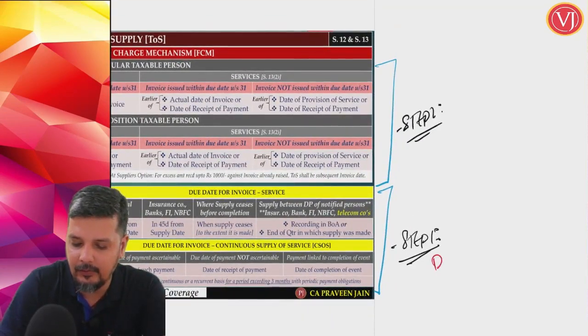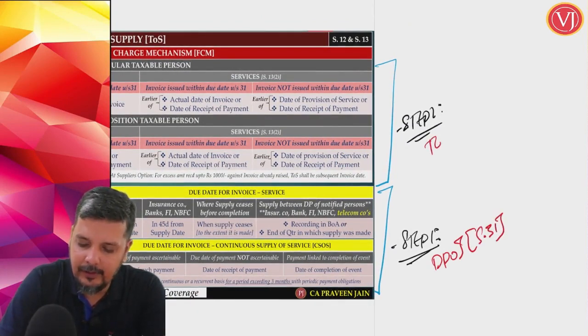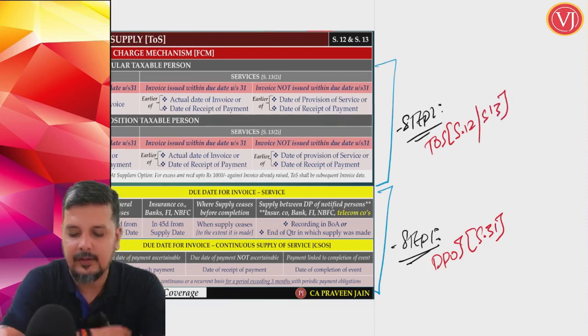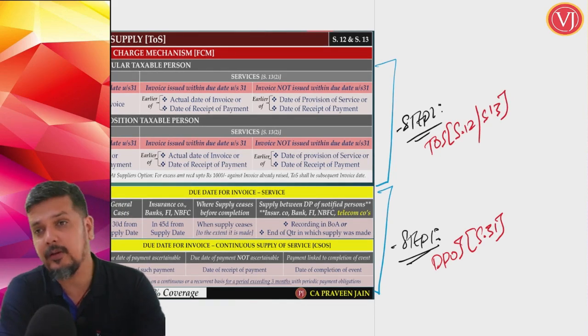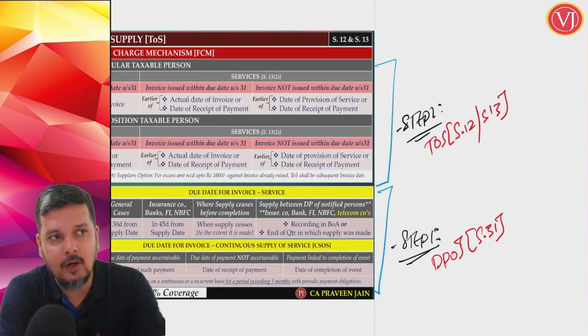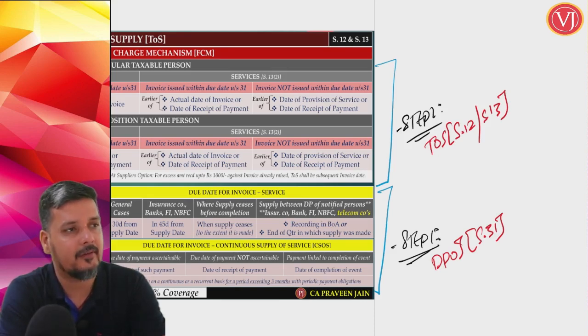So first you have to find out the due date of invoice, which is given under Section 31. Then you have to find out time of supply, which is given under Section 12 for goods and Section 13 for services. So the problem with FCM is whether the question is asking you about the due date of invoice or not. If it is an FCM case, you have to work out first the due date of invoice, then you have to find out time of supply. You cannot directly find out time of supply. Step number 1 is due date of invoice. Step number 2 is time of supply.